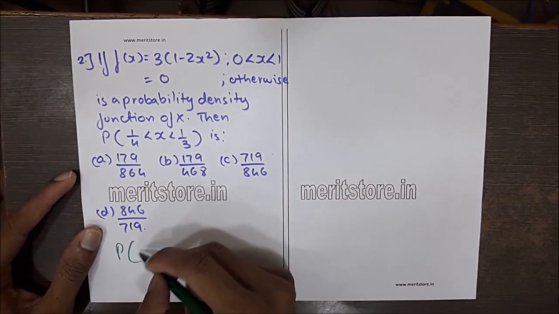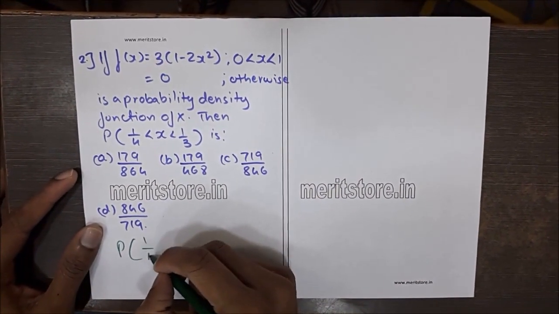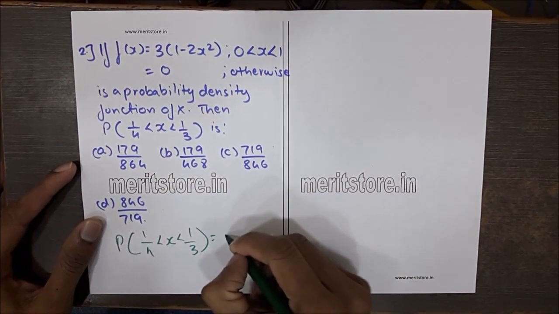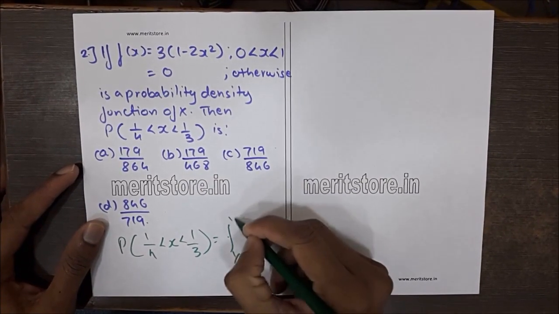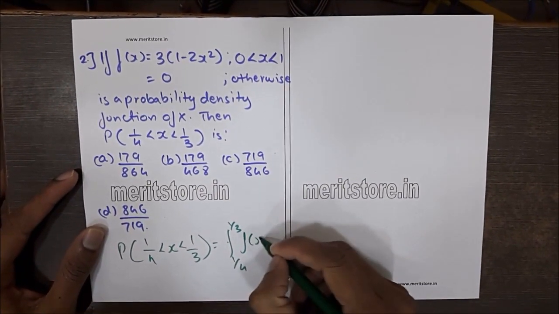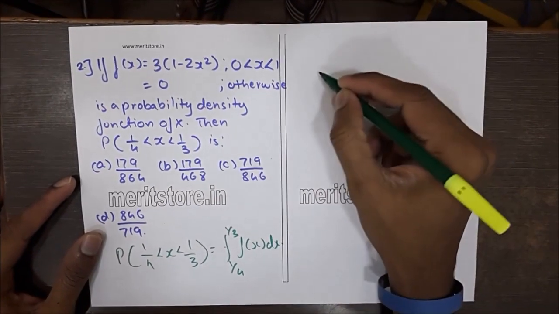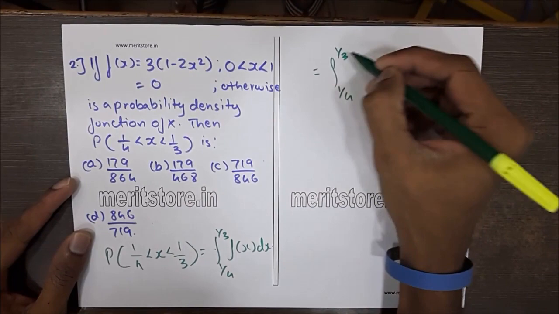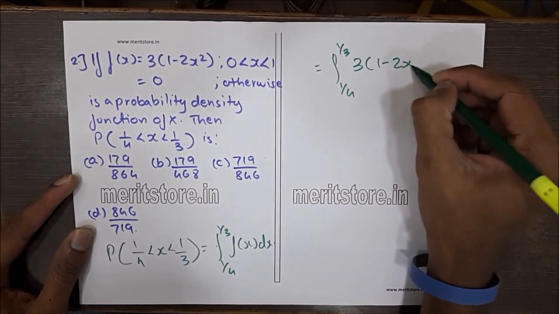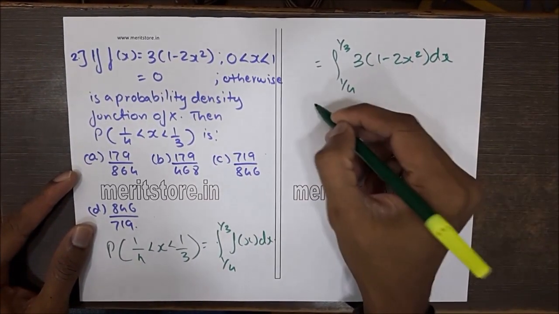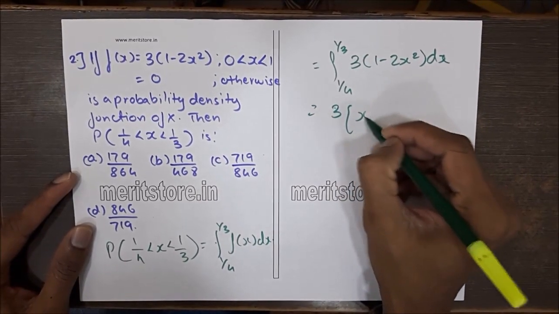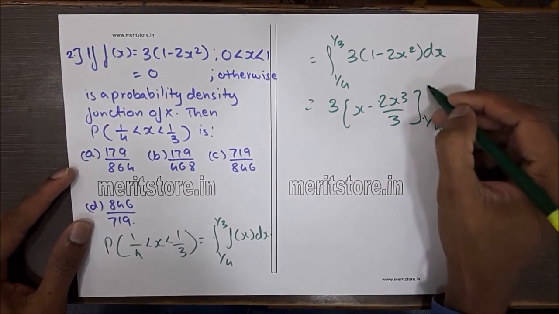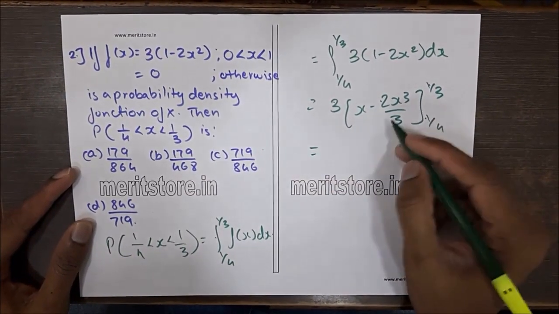We have probability, which is x greater than 1 by 4, less than 1 by 3, equal to, we have limits 1 by 4 to 1 by 3, f of x dx. We substitute the function. We integrate, we get x minus 2x cube upon 3, 1 by 4 to 1 by 3. We substitute the value of limits in x.